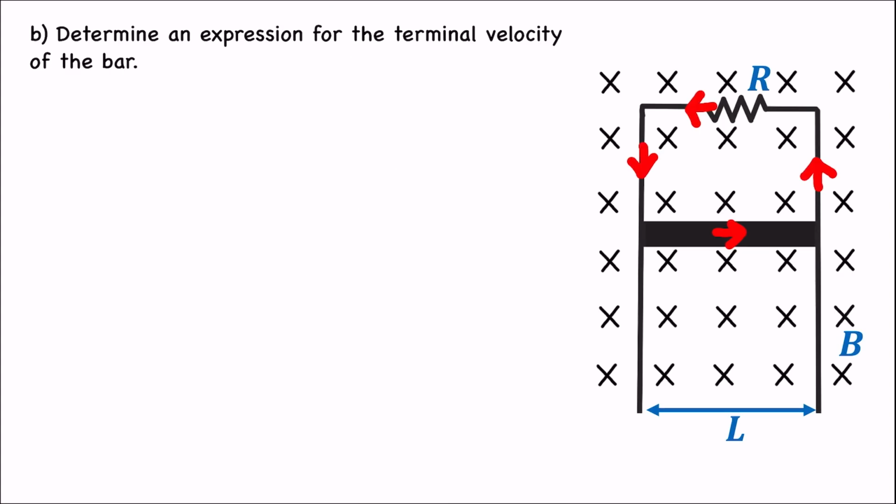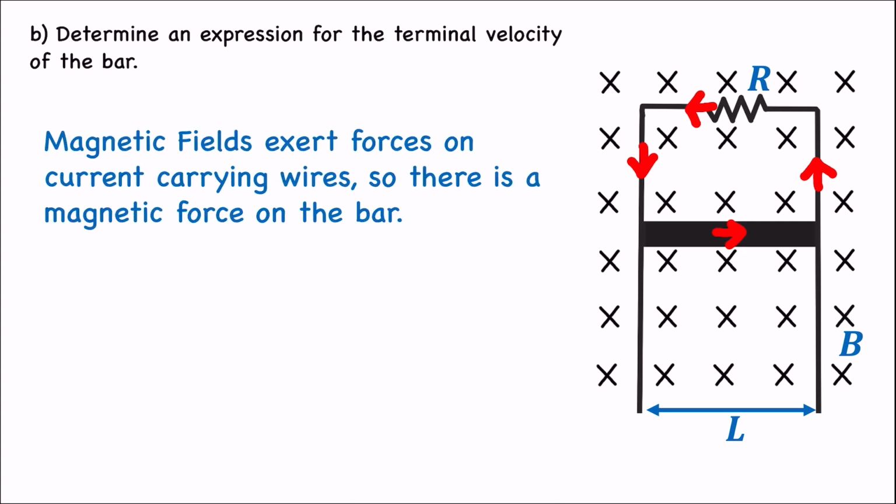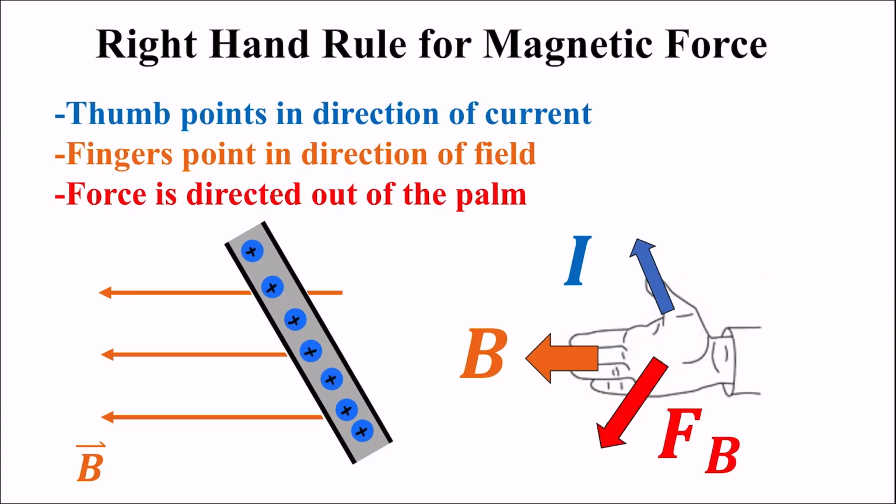Next, I want to find an expression in terms of the given variables for the terminal velocity of the bar. Now, because there is a current flowing through the bar, that current's going to mean there's a magnetic force on the bar as it falls. The direction of that force is given by another right-hand rule. So if I have a wire or a bar with current flowing through it, I can use the right-hand rule where I point my thumb in the direction of the current, my fingers in the direction of the field, and then my palm would be facing in the direction of the magnetic force.